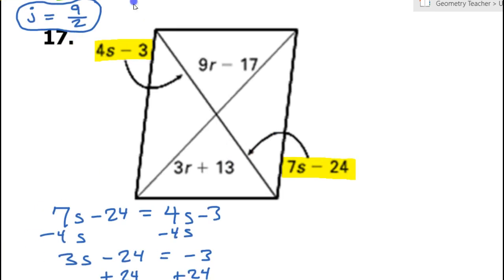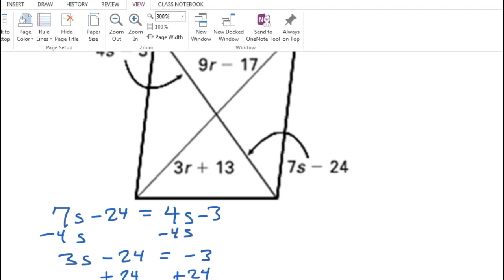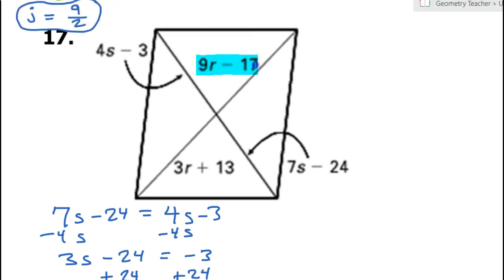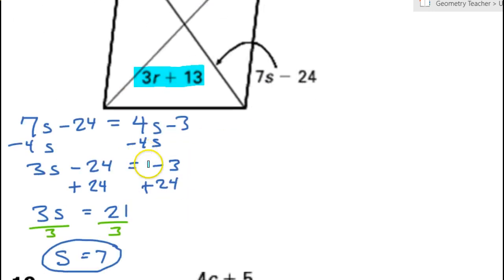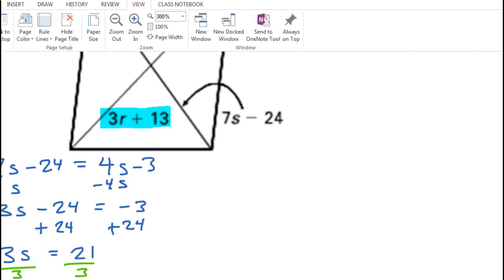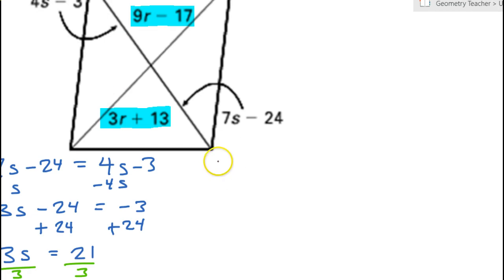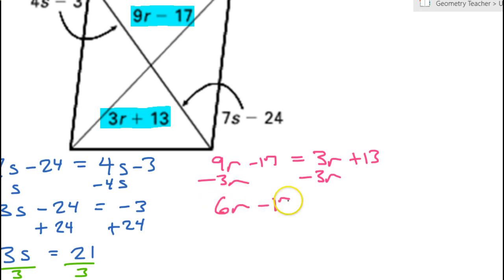Okay, similarly, I can look at the other two halves of a diagonal. So this half of the diagonal and this half of the diagonal should be equal as well. So I can make that equation. So 9r minus 17 should equal 3r plus 13. Subtract the 3r from both sides. So that will be 6r minus 17 is equal to 13.